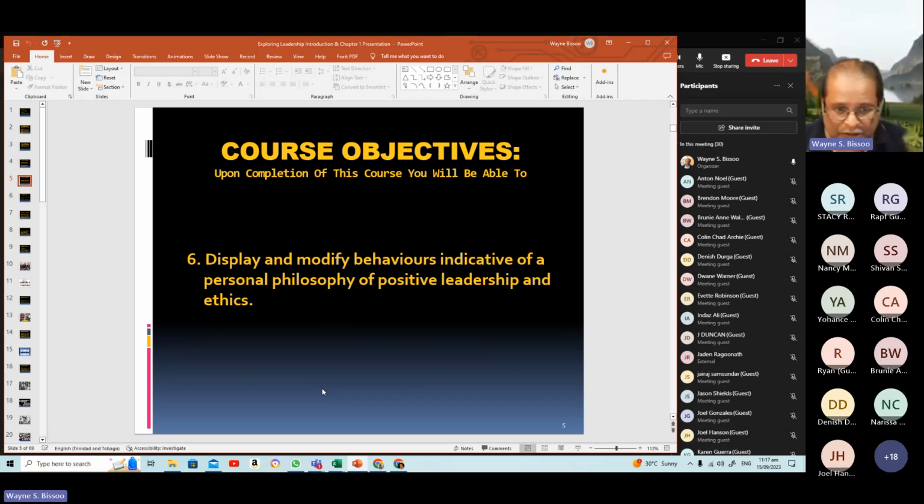And the last thing here, which is probably the highest level of outcome that we're looking at, is that we would like to see some behavior modifications indicative of a personal philosophy of positive leadership and ethics to be seen among you guys as participants in the training. So most of you understand what behavior modification is. You all did this in OB, right? Organizational behavior. You all understand? Can anybody briefly explain to me what is behavior modification?